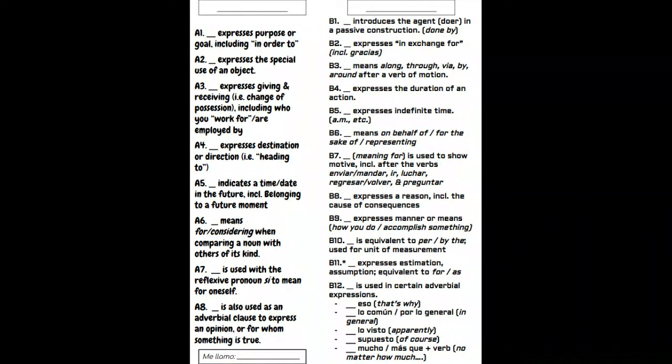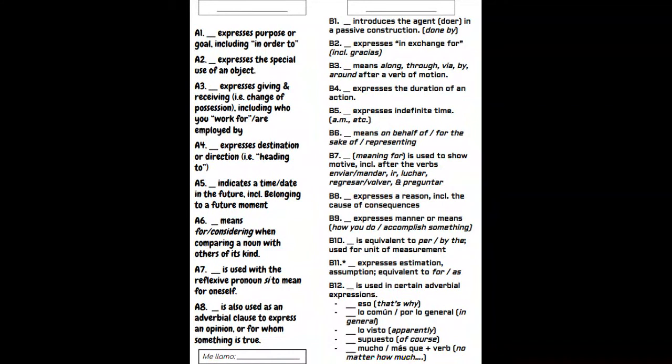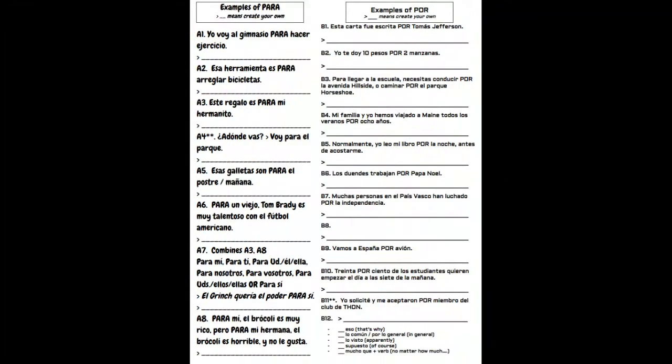A7. Para is used with the reflexive pronoun si to mean for oneself. This could also be mi or ti, right? So, for whom something is. All right? For whom it is. So, here's an example. All right, so for instance, the Grinch wanted power for himself. El Grinch quería el poder para sí, wanted it for himself.